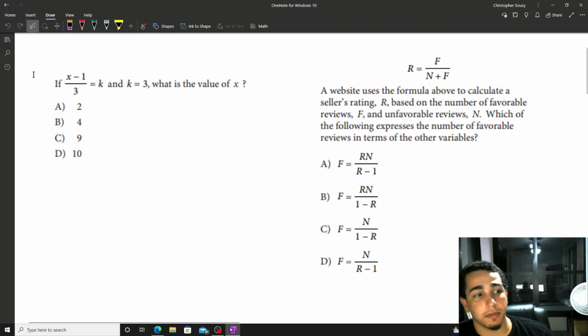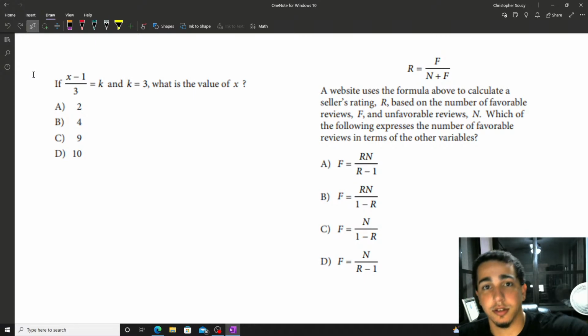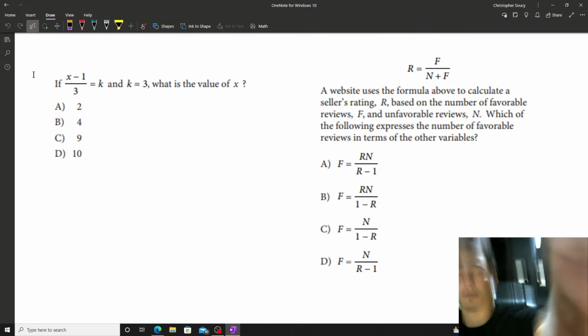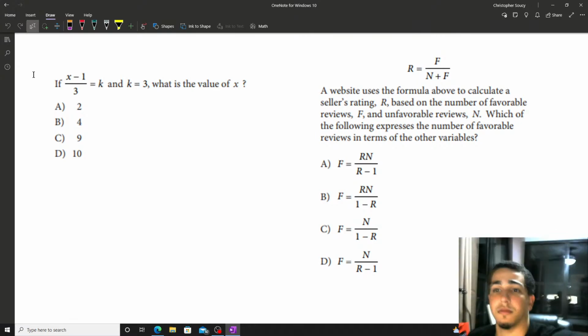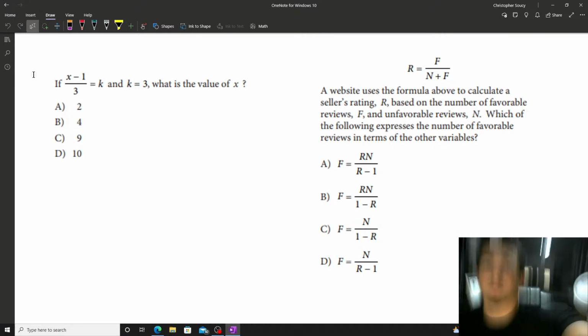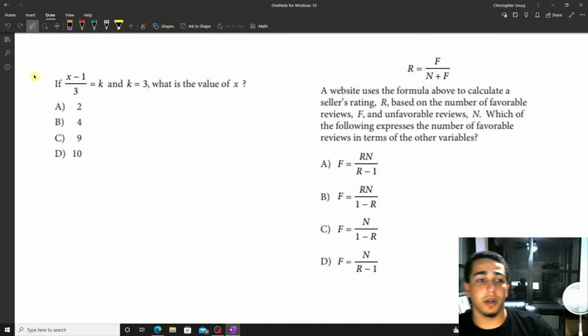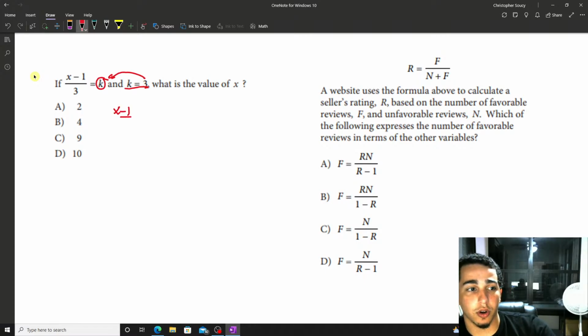So here it says if x minus 1 over 3 equals k, and k equals 3, what is the value of x? What is x? So what they tell us first is that k equals 3. So we're going to plug in this value for k. This equation will turn into x minus 1 over 3, and now instead of equals k, we're going to write equals 3.